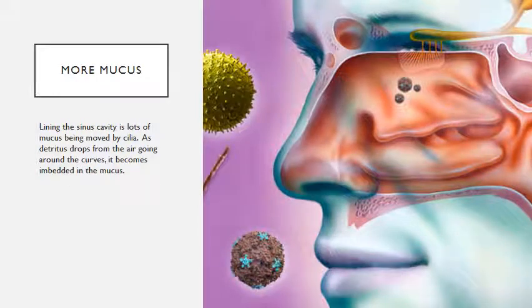Lining the cavity, you have a lot of mucus. Mucus is a bunch of glycocalyx. It's a bunch of proteins and carbohydrates sort of congealed together. Now, that mucus is all through the sinus cavity. The cells that are producing the mucus are moving it backwards constantly using cilia. Remember, cilia are constantly waving. So as some particulate goes up, it gets embedded in the mucus, and the cilia start to move it.